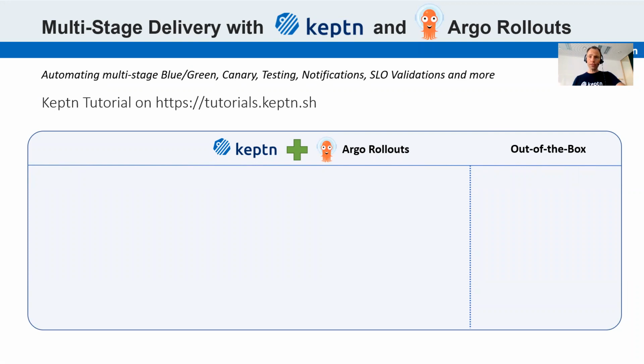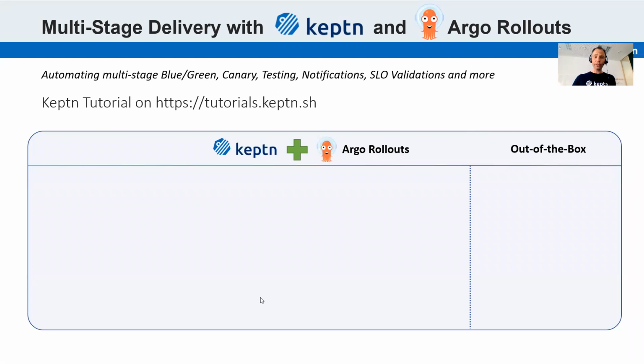Now, why have we built this? Because Argo Rollouts is really great at blue-green and Canary deployments with their operator. Keptn, on the other hand, brings a lot of things around delivery: automated testing, automated validation, automated notifications, automated monitoring configuration, which Argo Rollouts itself doesn't bring, which you would need to bring in anyway through other tools.